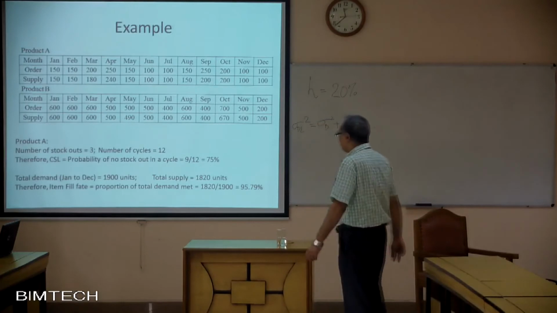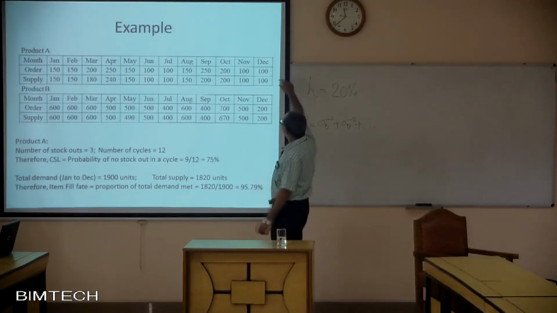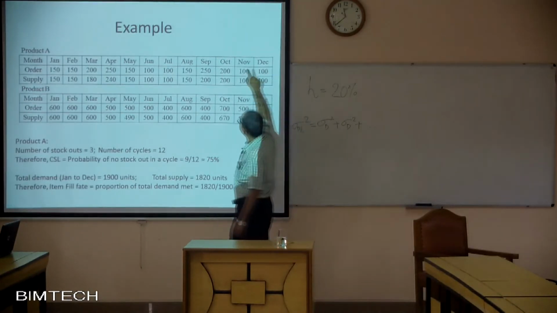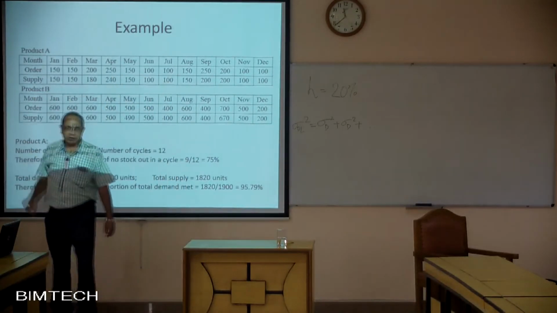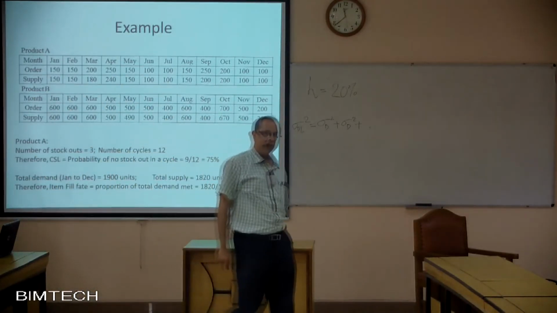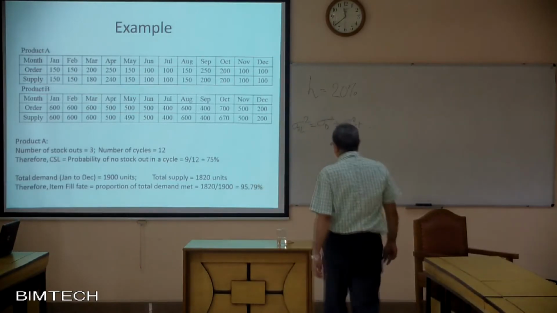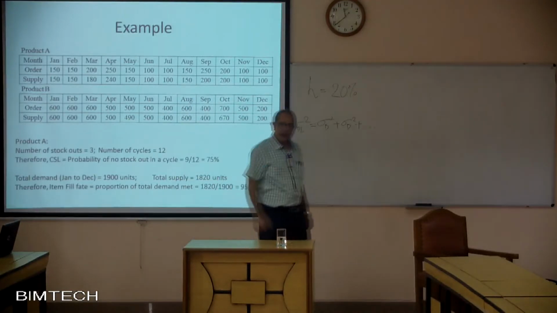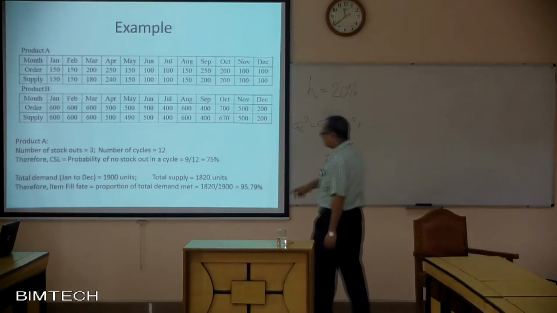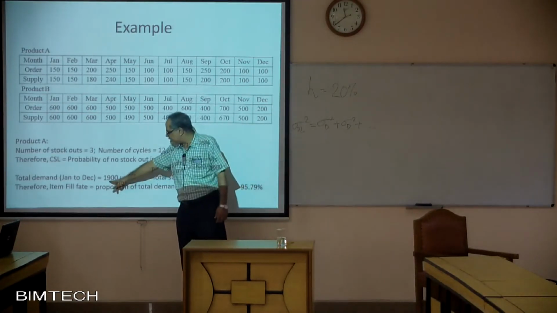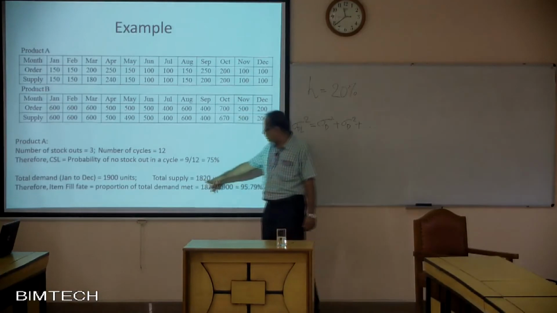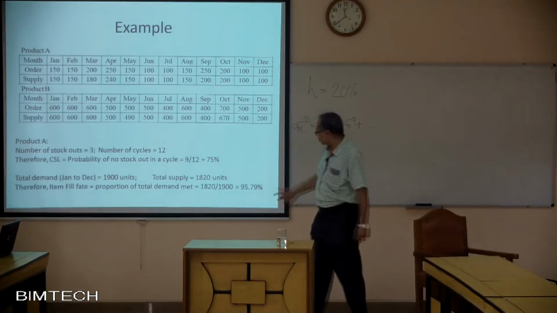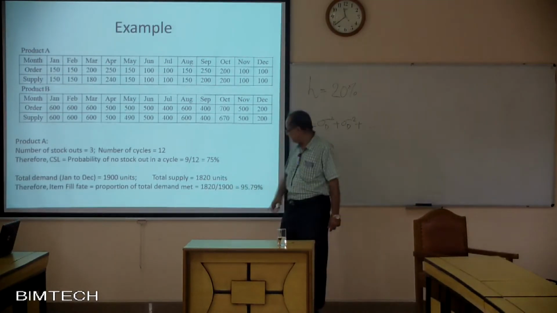Now let us come to the item fill rate. What is the total demand during the 12 periods? The total demand is the sum, this plus this plus this and so on. If you sum all the orders, you will know what the total demand is. And what is the total supply? Well, you sum the next set of numbers and you get the total supply. If you did that, you will find that for product A, the total demand was 1900 units and total supply was 1820 units, and therefore item fill rate was 1820 divided by 1900, or 95.79%.